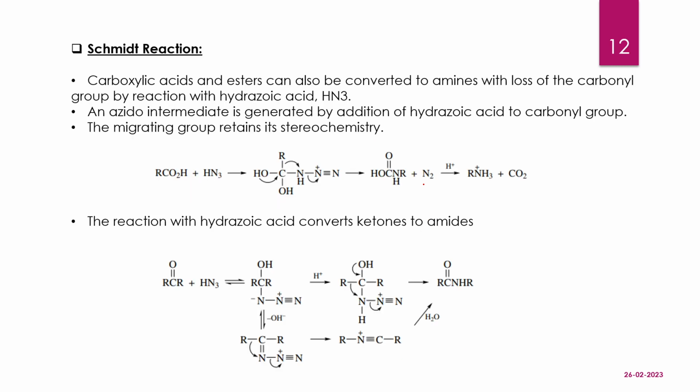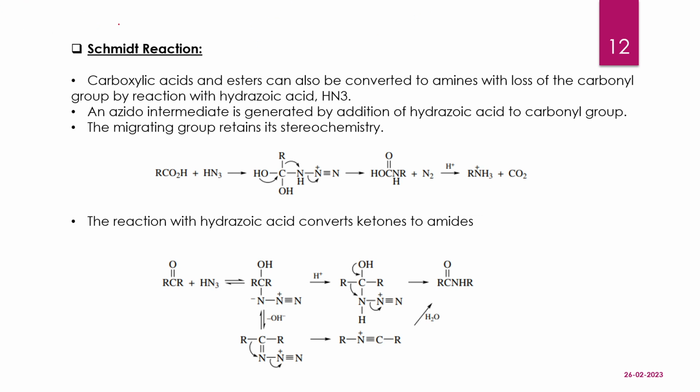So the next is the Schmidt reaction. Carboxylic acids and esters can also be converted to amine with the loss of the carbonyl group by reaction with hydrazoic acid, which is HN3. In every case, the carboxylic acid is converting to the amine, but through a different kind of reagent. So here the reagent is hydrazoic acid.